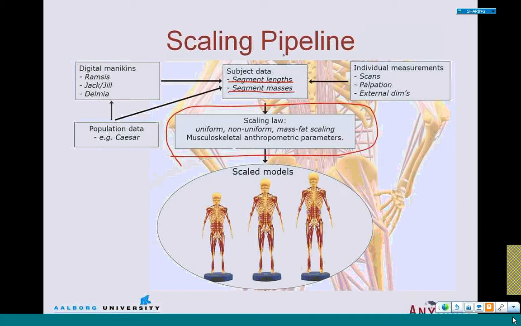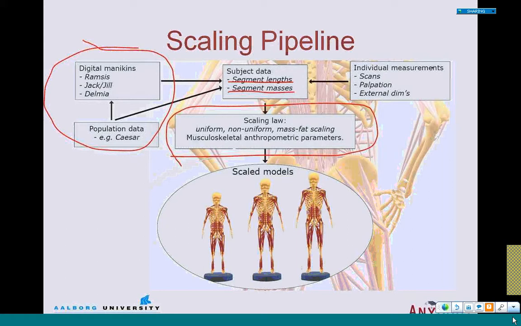The question is then, how do we get the subject data? Well, the subject data can basically come from two different sources. It can either come from population data, which we have over here on the left-hand side, and population data could be from digital mannequins, such as Ramses or Jack or Delmia or whatever they're called. Or it could be from some population databases like the CESA database that is available from the Society of Automotive Engineers. And there are some other databases out there that have done population studies.